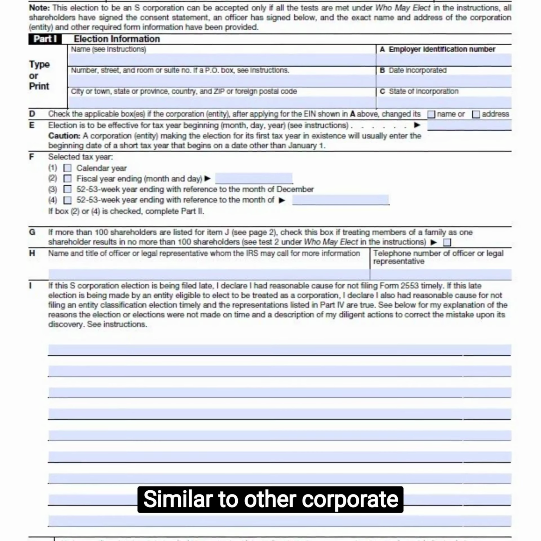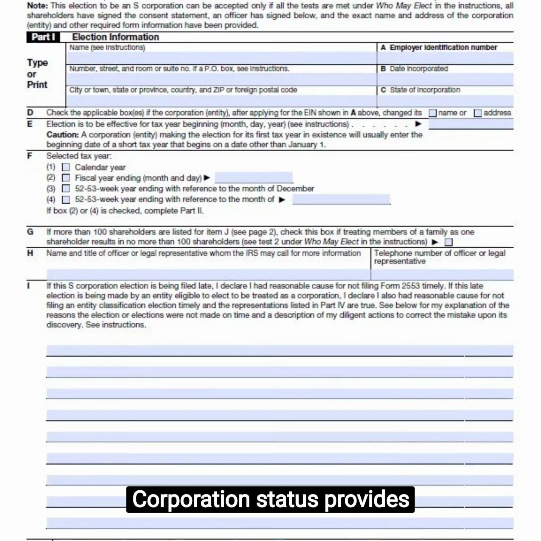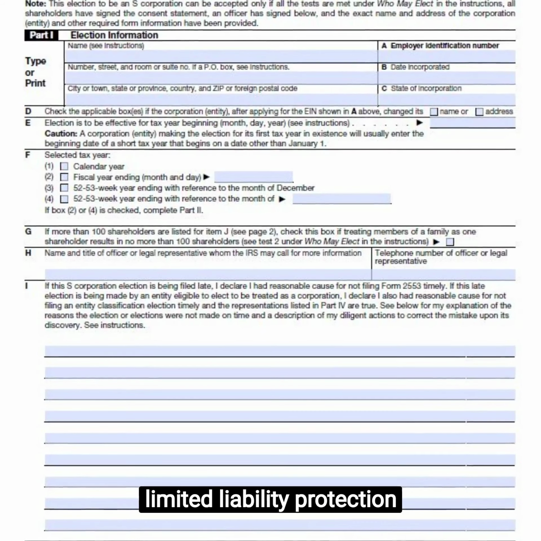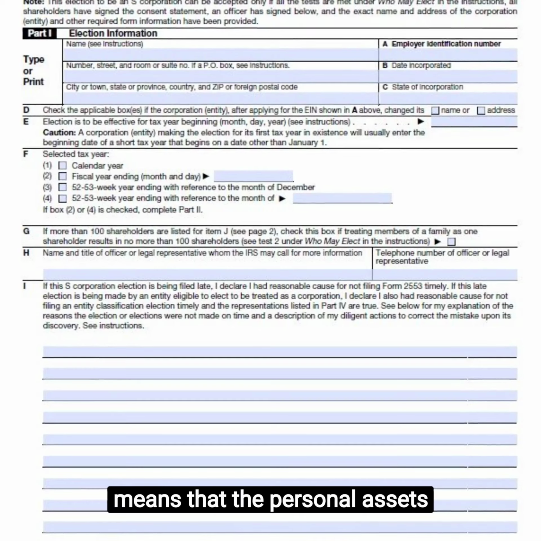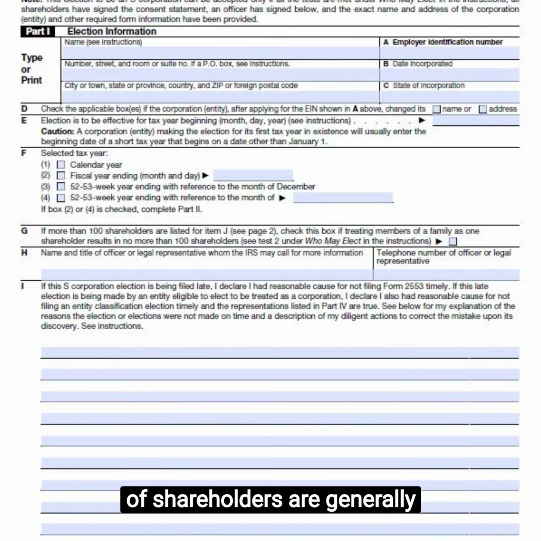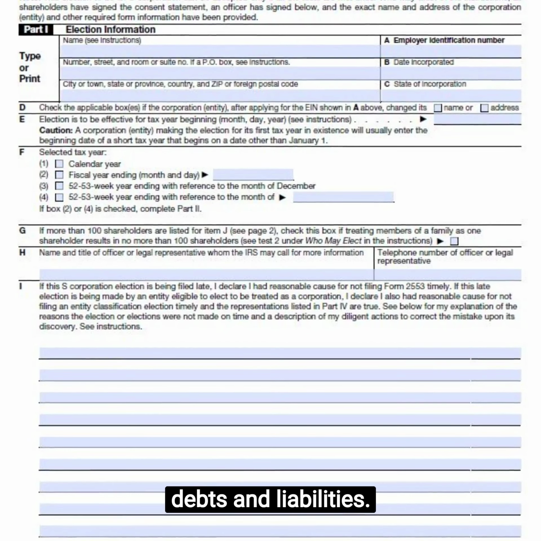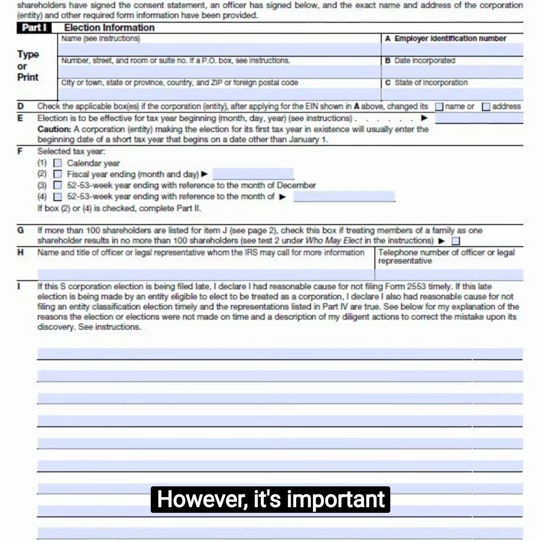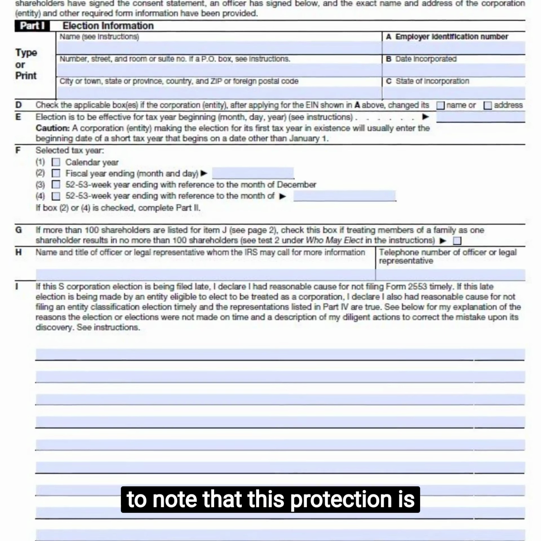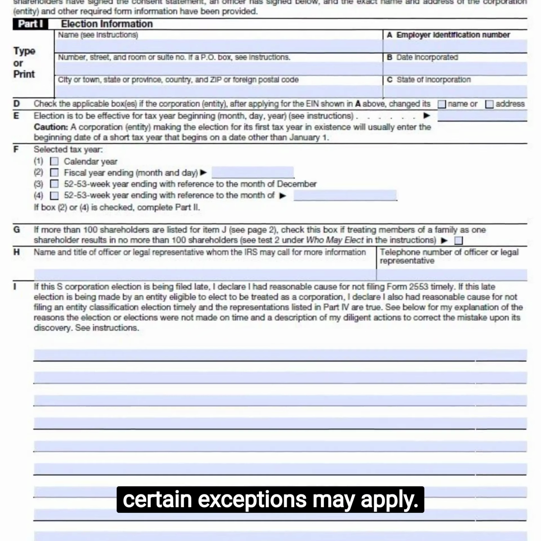Similar to other corporate structures, electing S-Corporation status provides limited liability protection to shareholders. This means that the personal assets of shareholders are generally protected from the corporation's debts and liabilities. However, it's important to note that this protection is not absolute, and certain exceptions may apply.